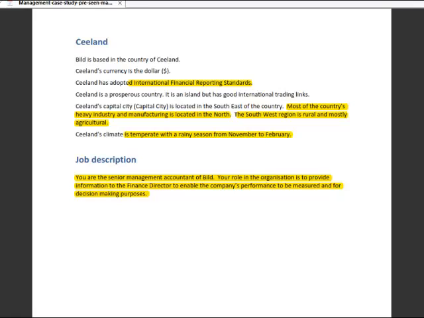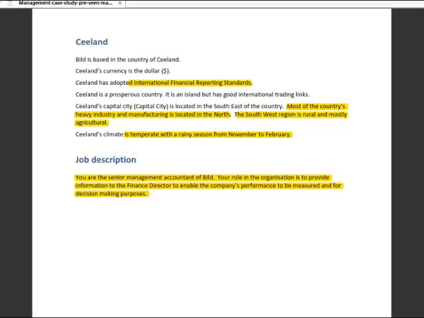Sealand's climate is temperate with a rainy season from November to February. If we go further on into the case study, we see that there's a September year end, and with rainy seasons, if you ever go to the north part of Australia, where there's a monsoon between, let's say, November, December and February, the building work can be severely affected by weather. So again, we've got this idea that there may be some seasonal variation in activity.